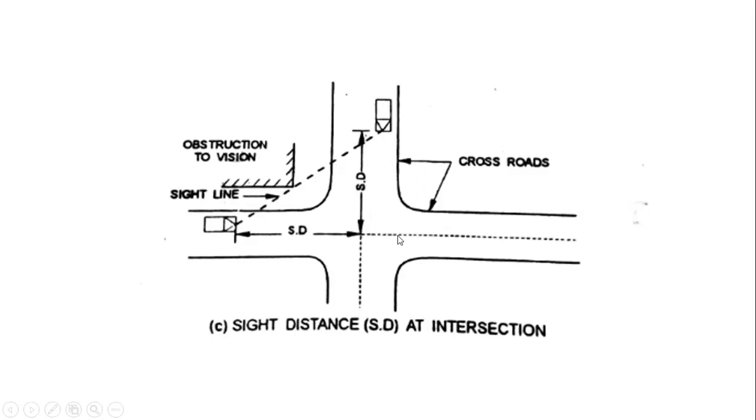Four approach roads meeting together to form an intersection. So what happens here? You can see here, right? There is one vehicle coming from this side, and there is another vehicle coming from this side. So what happens in this case?